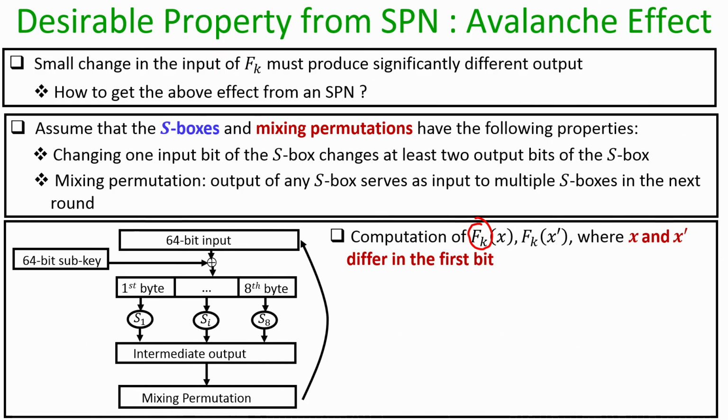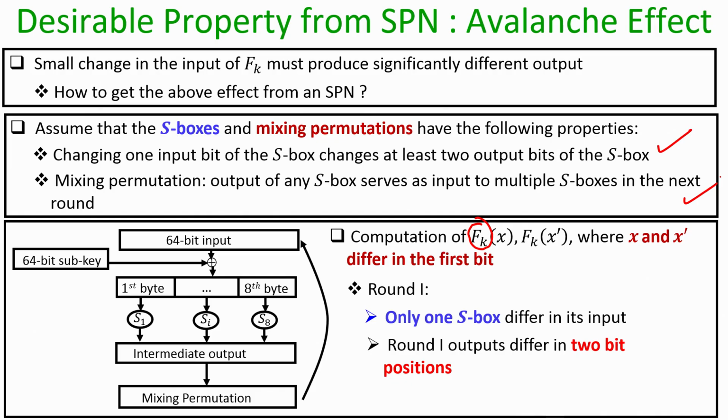Assuming that we are using S boxes and a mixing permutation satisfying these two properties, it turns out that at the end of the first iteration, it is only the first S box whose output is going to differ in 2 bits, because x and x dash are the same with respect to all the remaining 7 bytes. As a result, the output of all the 7 S boxes with respect to x and x dash will be the same, but the output of the first S box with respect to x and x dash will differ in 2 bits.